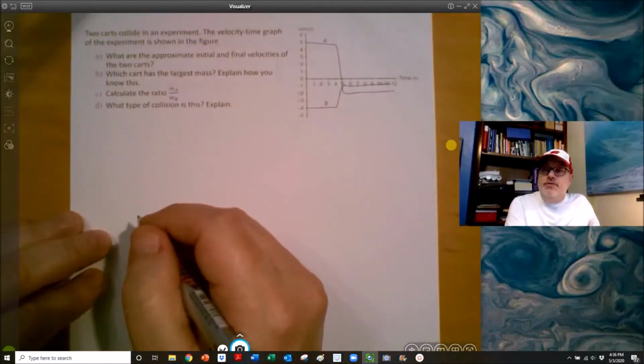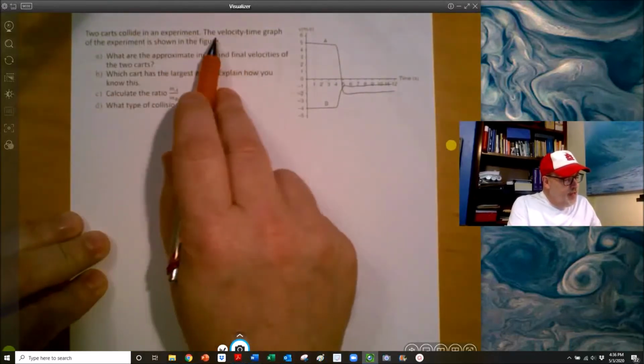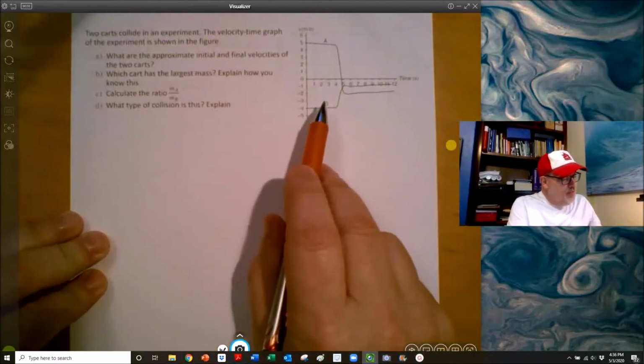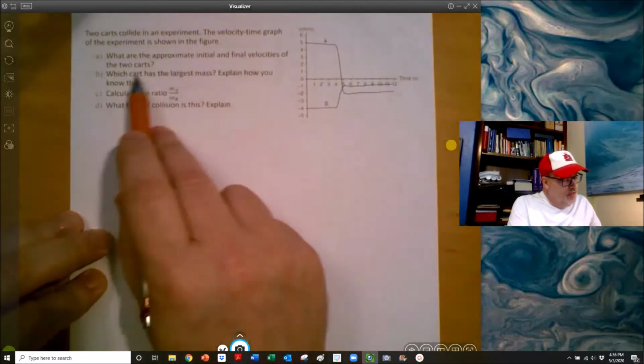Nice. Our next two involve graphs. In this one, we have two carts that are colliding in an experiment. We have a velocity time graph for the experiment as shown. What are the approximate initial and final velocities of the two carts?